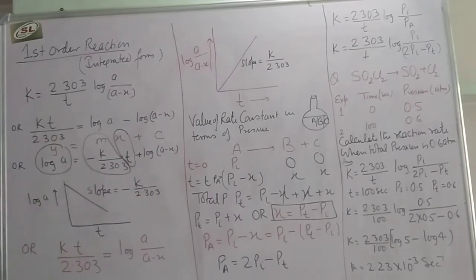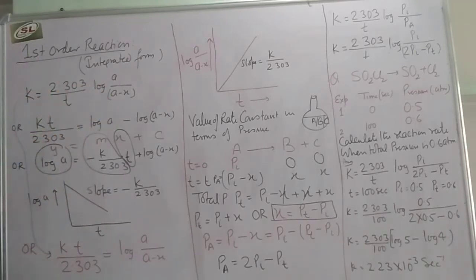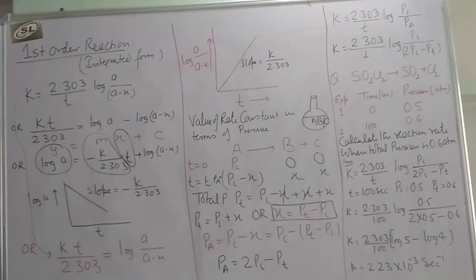One more way to plot the graph. The same equation we can write in this way: kt/2.303 = log a/(a − x). Now we are taking log a/(a − x) on this axis and time on the other axis. As a result, once again we will get a straight line and the slope will be k upon 2.303.